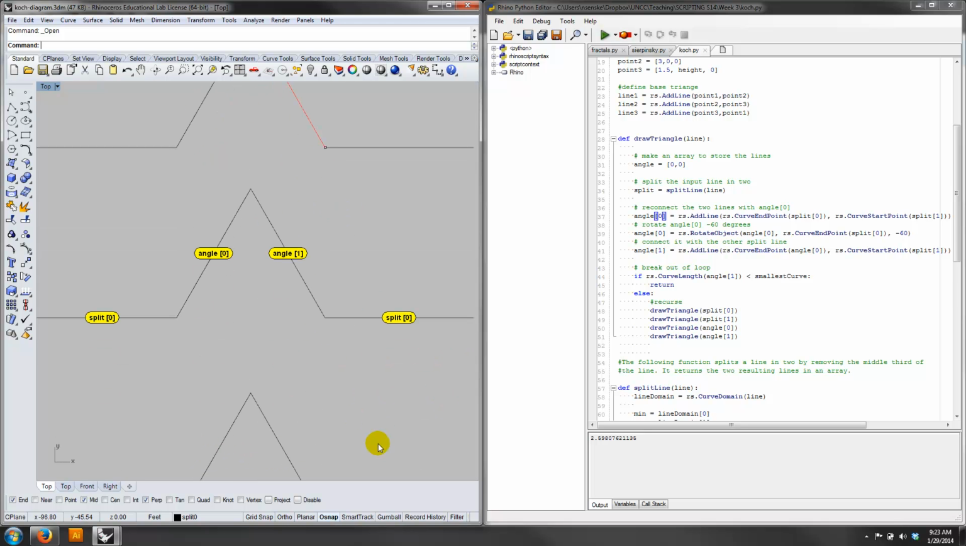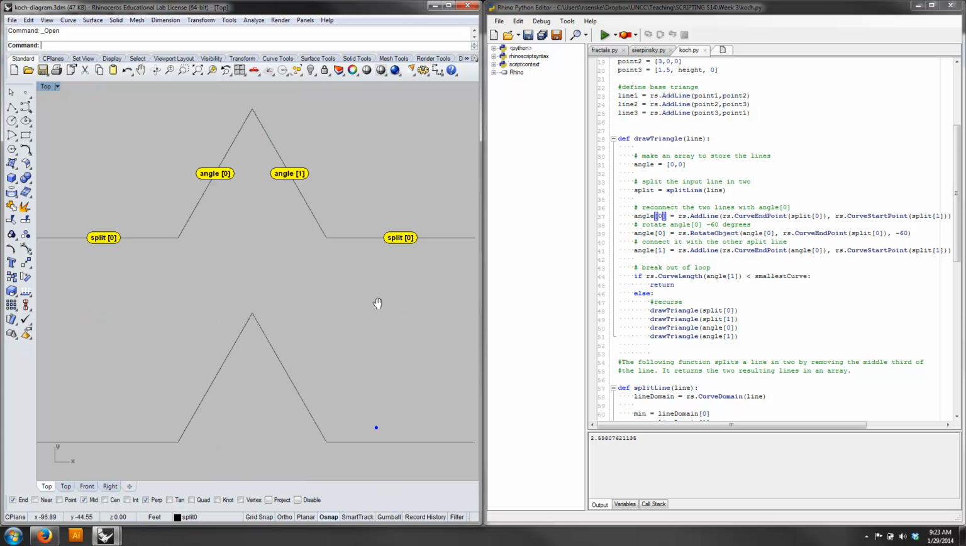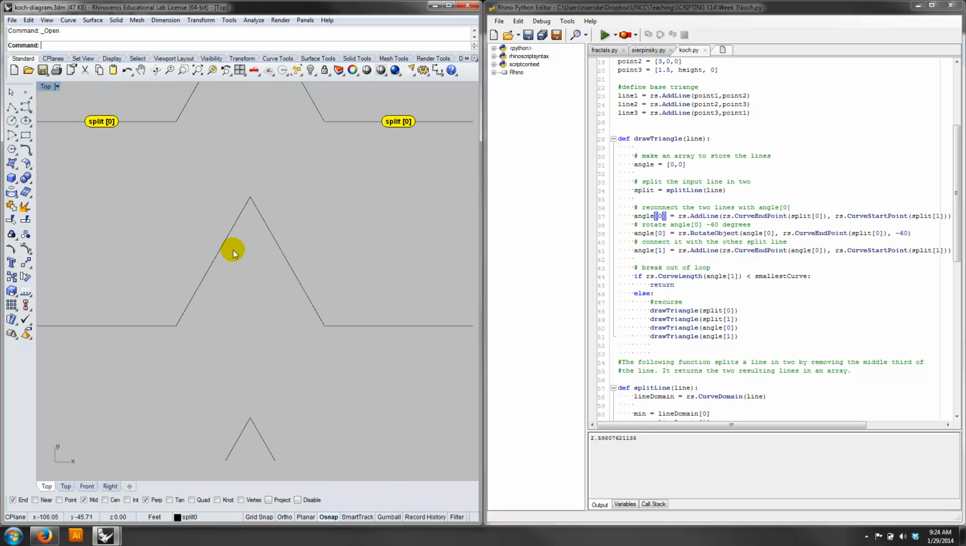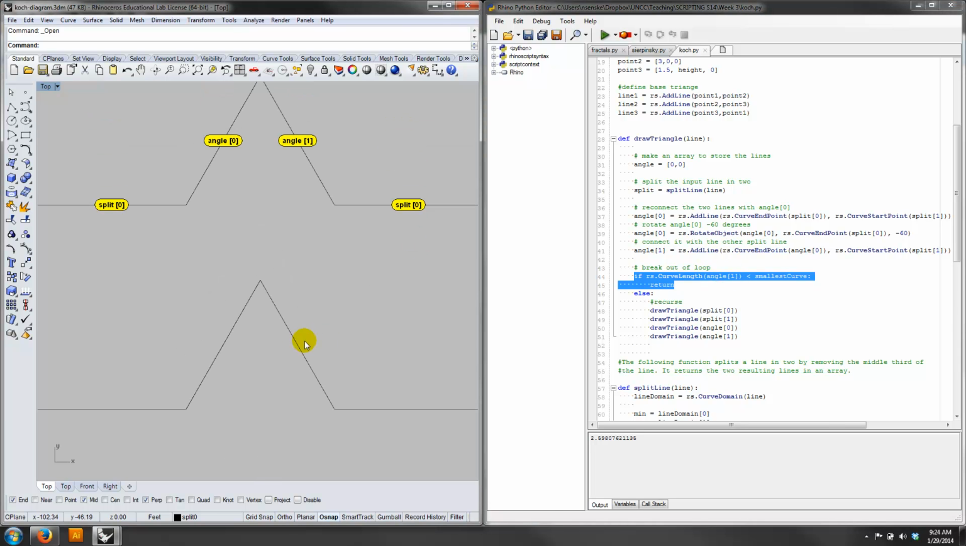And that will end up with 4 lines. So split 0, angle 1, split 0. That's our piece. Now we have a point in the loop where we say, if the length of the curve, angle 1, that's this, is less than our smallest curve, we're going to get out of the loop. We're going to stop looping. Otherwise, we're going to recurse.